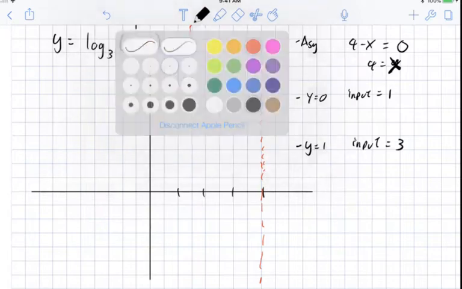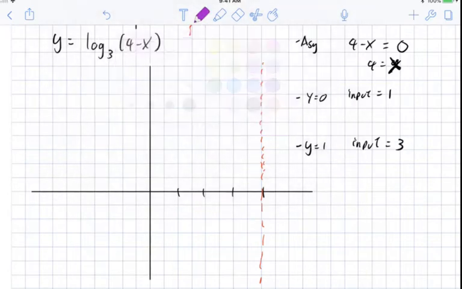Next part. Y is equal to 0 when the input is equal to 1. So here's the input. It's equal to 1 when x is equal to 3. So that's here. That's where the root is. And y is equal to 1 when the input is equal to 3. 4 minus x is equal to 3. So that's x is equal to 1. Y is equal to 1.